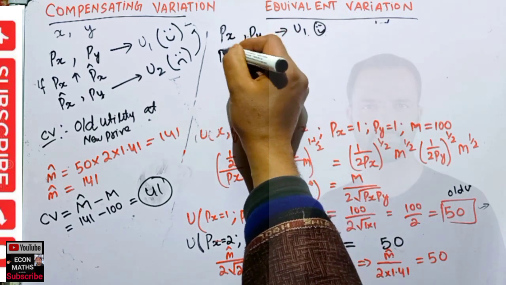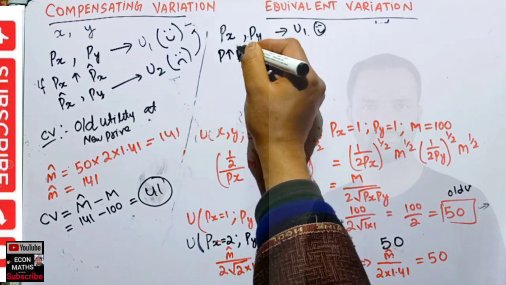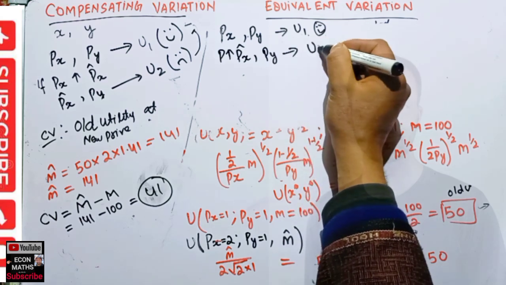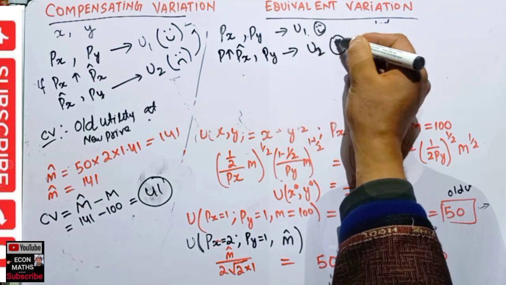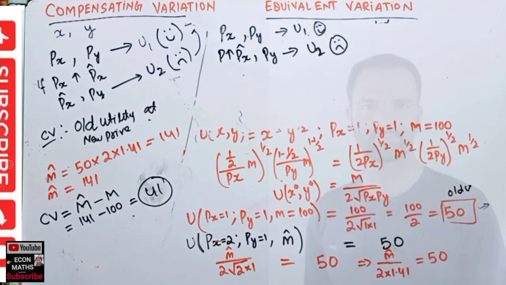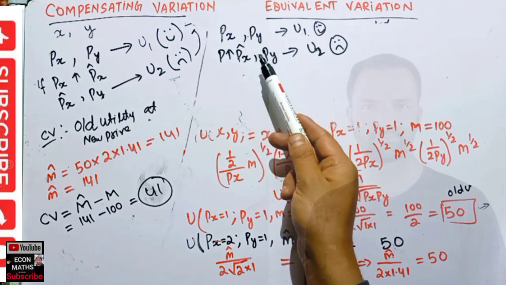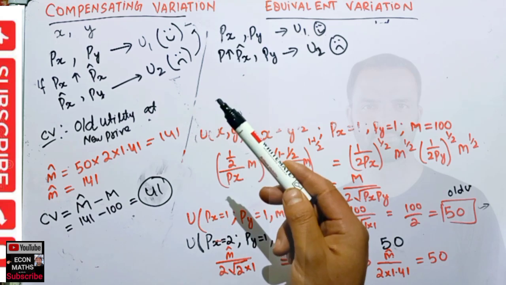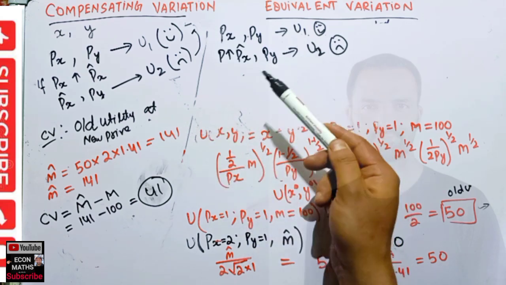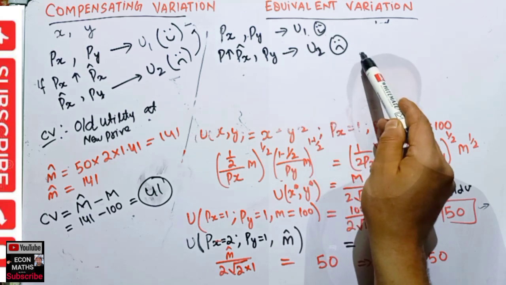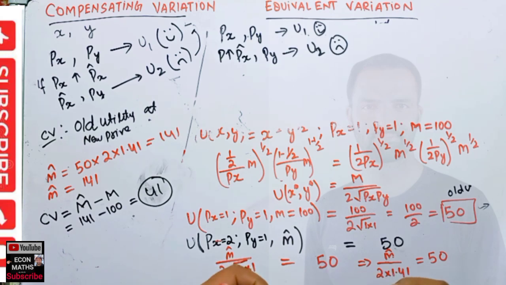When the price of x is increased to px hat and the price of y is the same, let us say the consumer was getting u2 level of utility, and obviously he will not be happy because the price has increased. Now equivalent variation tells us: if the price of x has not changed, how much money would I take from the consumer to make him as bad as he is right now when the price is increased?